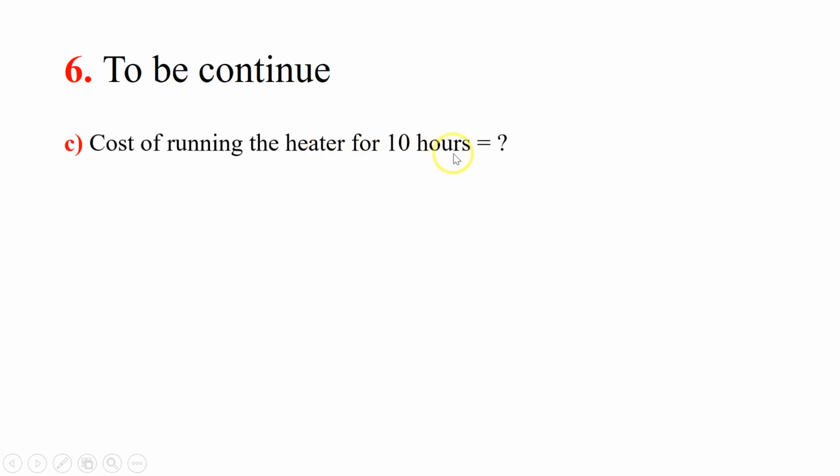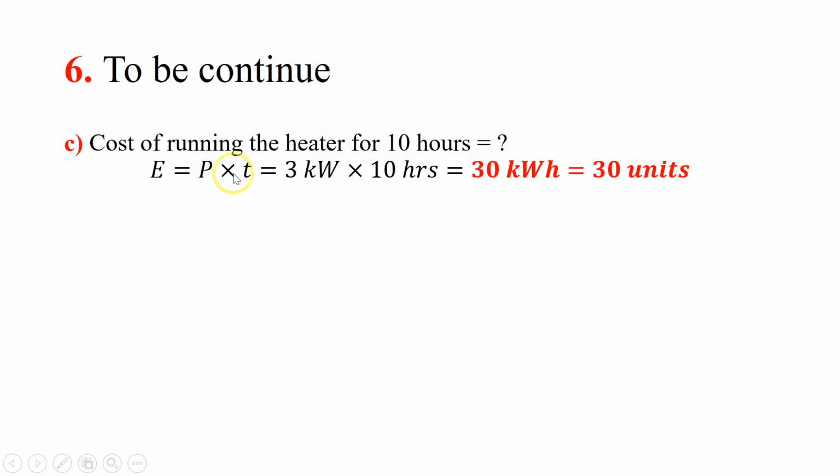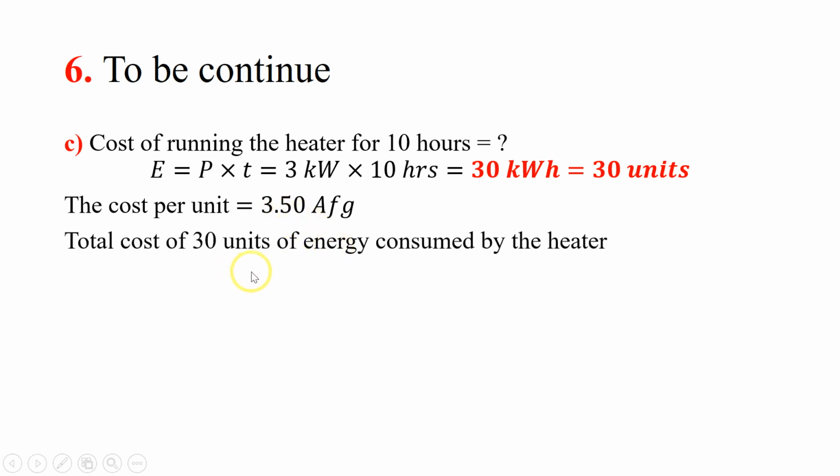Now, the cost of running the heater for 10 hours. We know that electrical energy is equal to power multiplied by time. The power is 3 kilowatt, and the heater runs for 10 hours. So for 10 hours it consumes almost 30 units. We know that each unit costs 3.5 Afghanis. So the total cost for 10 hours is almost 30 units multiplied by 3.5, so it costs 105 Afghanis. So this 105 Afghanis is the cost for 10 hours per day.